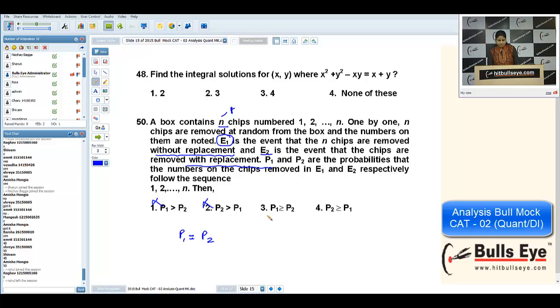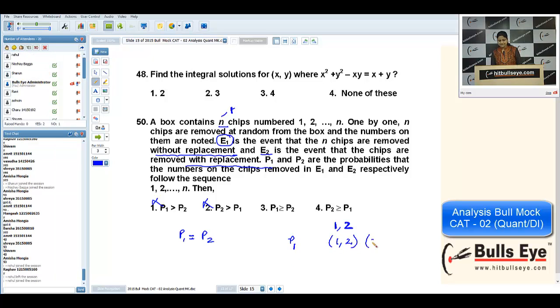Now I'm taking n as 2, since I'm left with the third and fourth options. If I take two chips, you are drawing two chips. First of all, P1. What is P1? Without replacement, how many cases are possible? If I take 1, 2 without replacement, they can be either 1, 2 or 2, 1. We cannot take 1, 1 because that is a without replacement question. My favorable case is 1, 2. It should follow the sequence 1, 2, 3, and so on up to n. It means an ascending series.